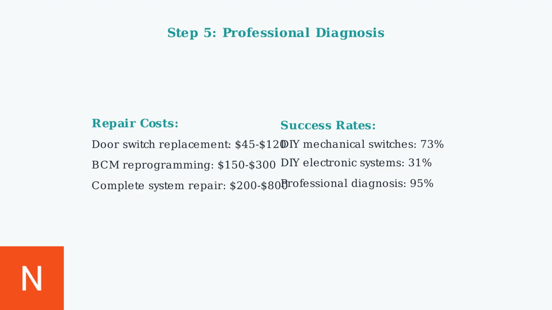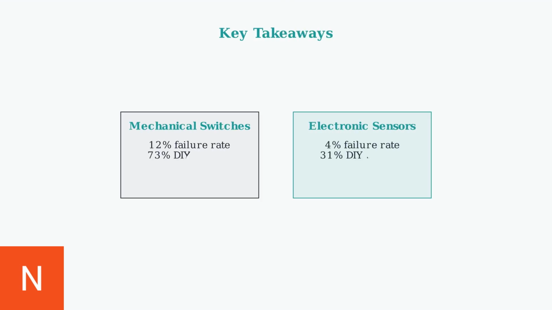Here are typical repair costs and success rates. Remember, electronic door sensors are more reliable than traditional mechanical switches, with only a 4% failure rate compared to 12% for mechanical switches. However, they require more complex diagnostic tools and professional expertise for repair.